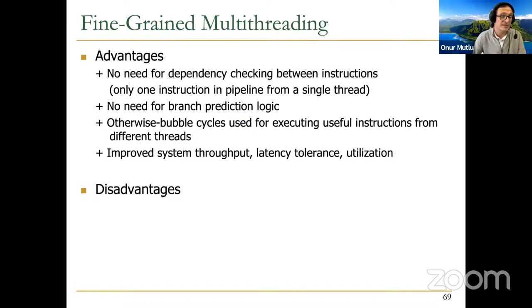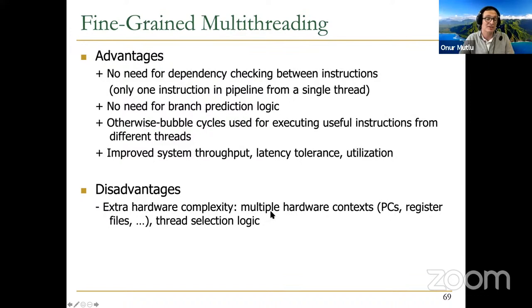So basically, you add extra hardware complexity. You know, multiple hardware contexts, program counters, register files, and maybe more thread selection logic, as we have seen, multiplexers. Basically, you need to keep multiple architectural states inside the pipeline for different threads, plus thread selection logic, et cetera, to ensure the control of the pipeline such that you get one instruction from a different thread every cycle. Right? So you could argue, is this hardware complexity higher than the hardware complexity for dependency checking?